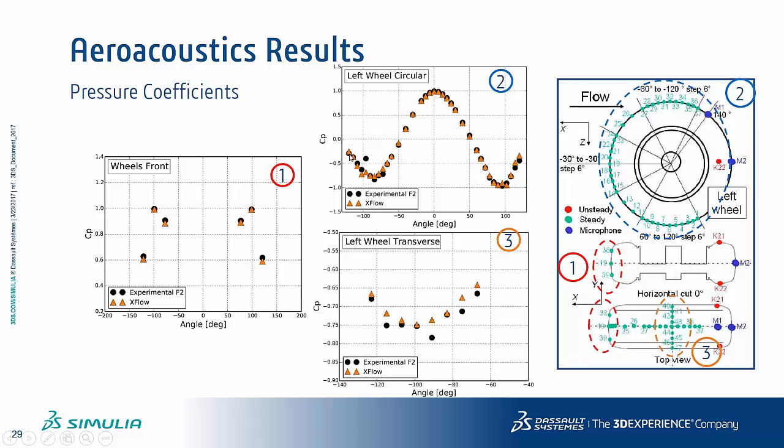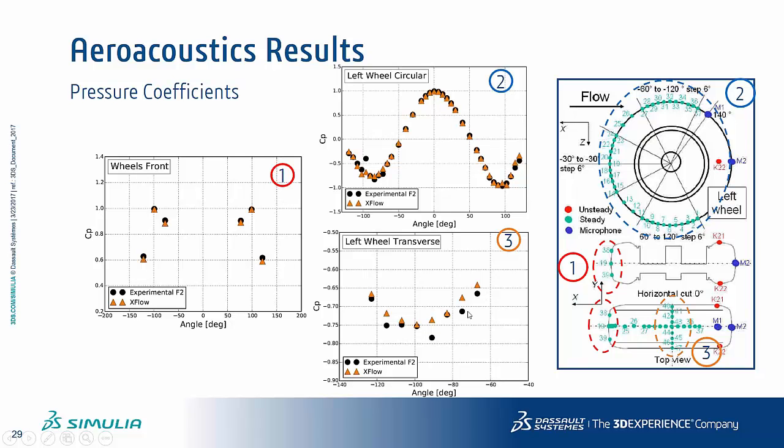So here the trend has been correctly captured. We see 1 point is off, and it's probably a measurement issue that was also pointed out by the committee. So the left wheel transverse also is pretty well and pretty accurate. We've also got 2 points that we suspect to be measurement issues, since they don't follow the same trend as the other points, but we see XFlow is very close and very nicely following that curve that we've got here.